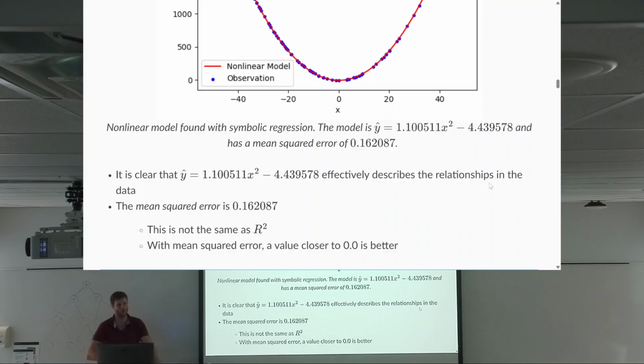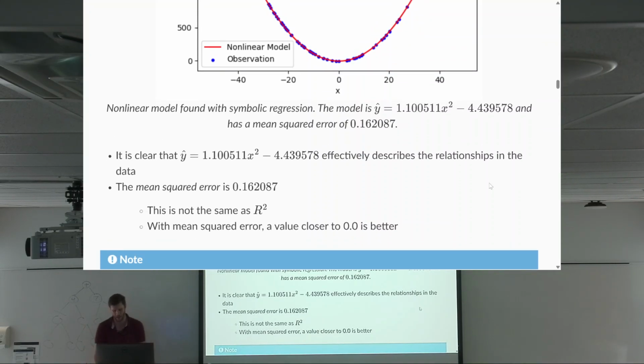Long story short, with something like mean absolute error or mean squared error, the closer to 0, the better. You want the error to be 0. Here, I have a mean squared error of 0.1620 whatever, okay? So that's pretty good. Cool.